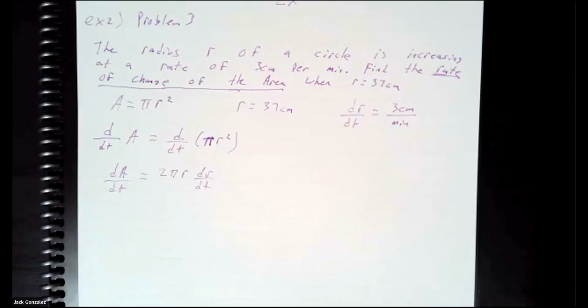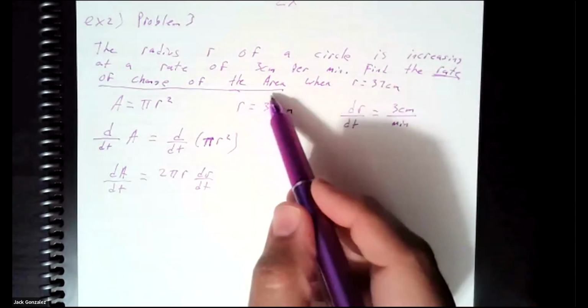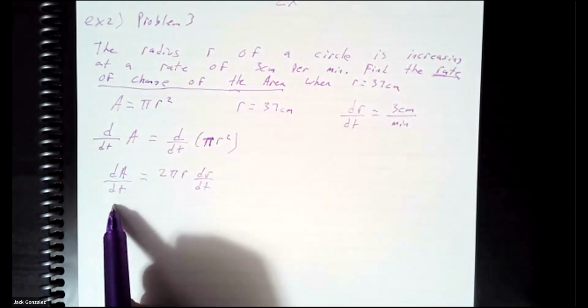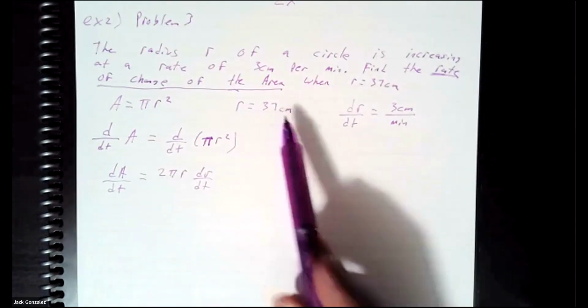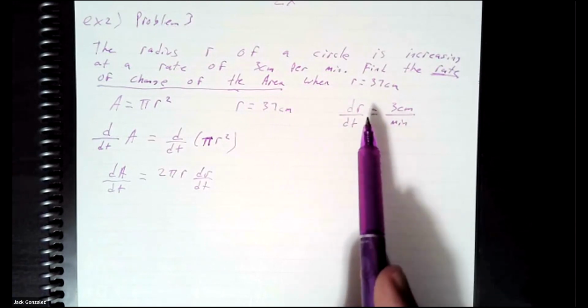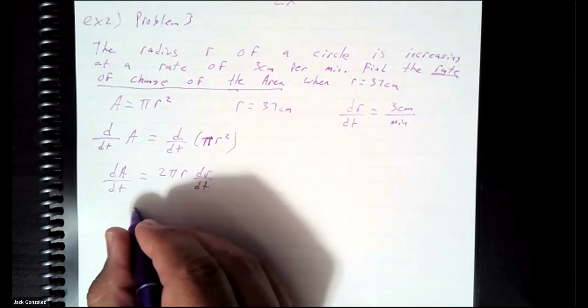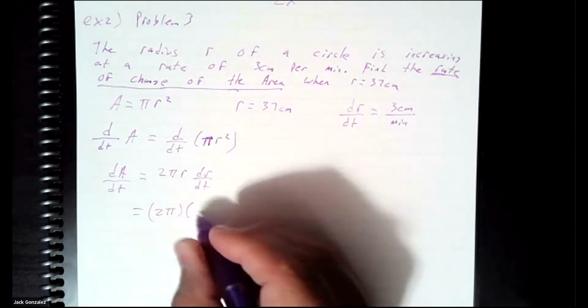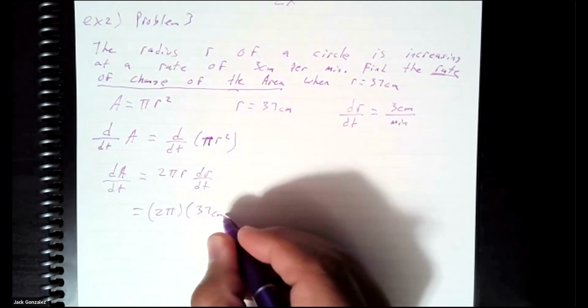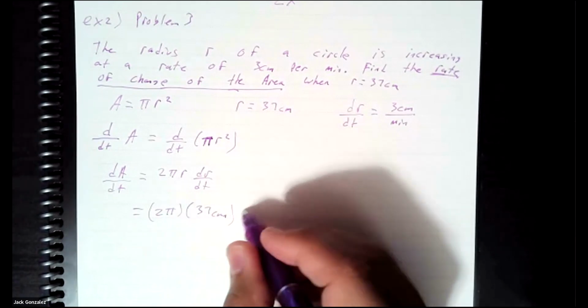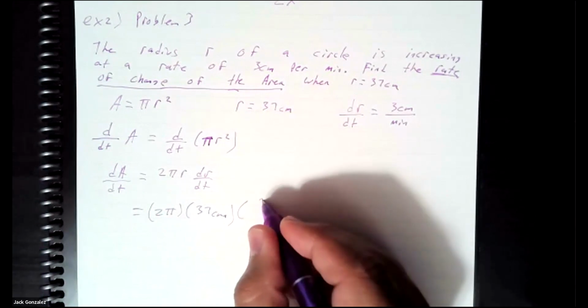Anyway, once you have it, just plug in the stuff that you are given and answer the question. They want to know the rate of change of your area, which is dA dt, when your radius is this, and when your rate of change of the radius is that. So plug it all in and you're good. So 2 pi, just the number, times r times this thing.